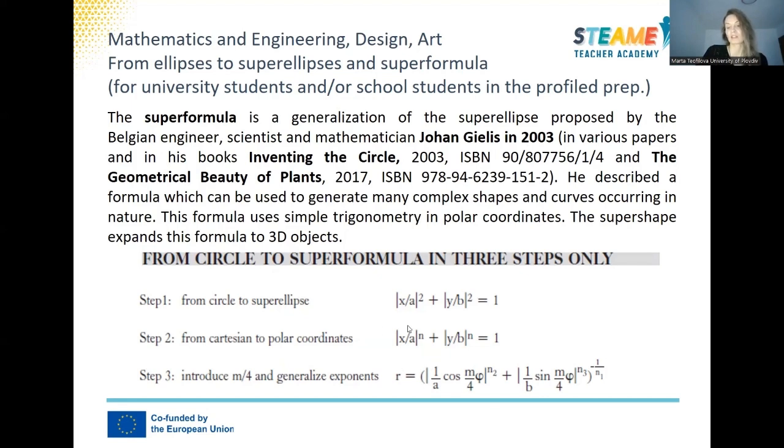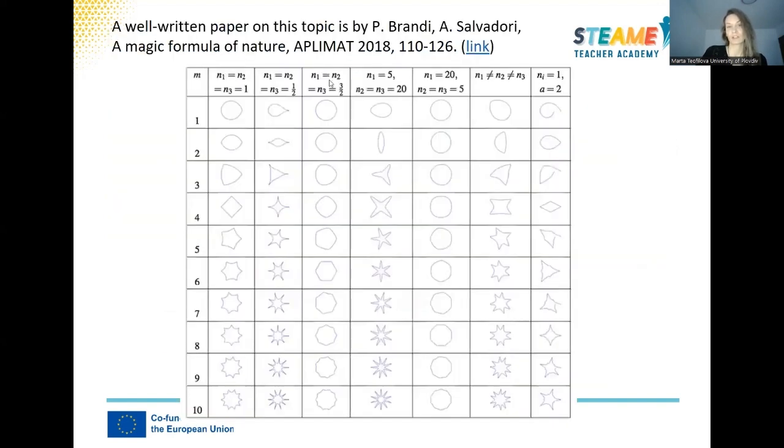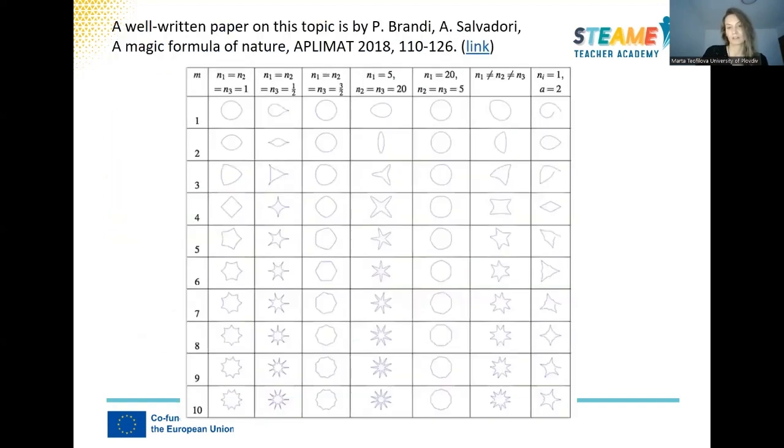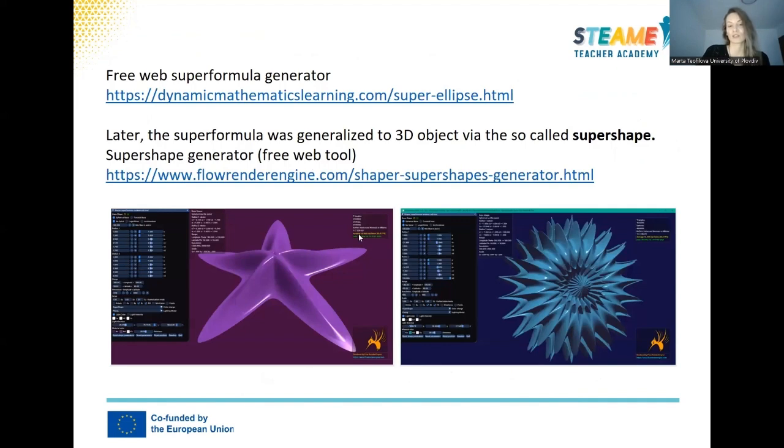And here is his generalization, which is called the super formula. He used the super formula to generate a variety of shapes which are encountered in nature. Here you can look at some of these shapes that one can obtain by changing the parameters in the super formula. And further, this formula was generalized in 3D. Here are some 3D shapes which are encountered in nature and which can be generated by the 3D super shape formula.